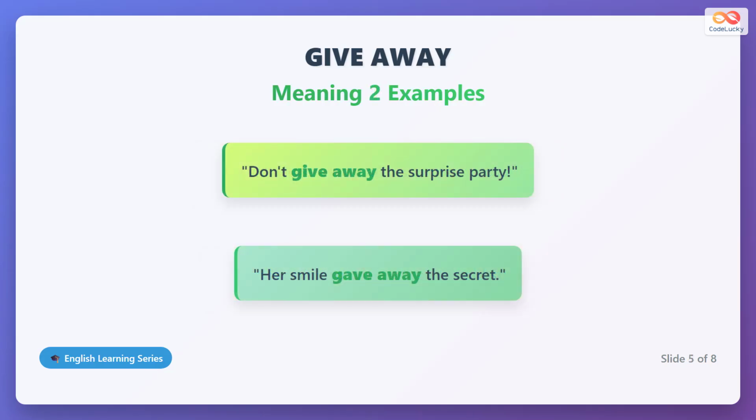Now examples for meaning two. Don't give away the surprise party. This warns someone not to reveal the secret plan. Her smile gave away the secret. This means her expression accidentally showed she knew something. Both examples show unintentional revelation of hidden information.